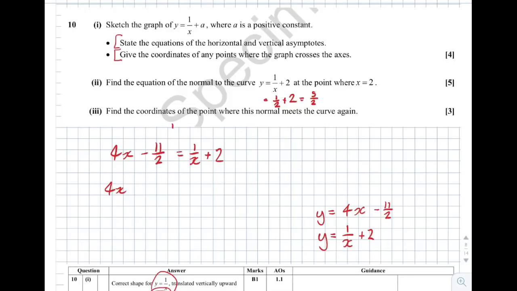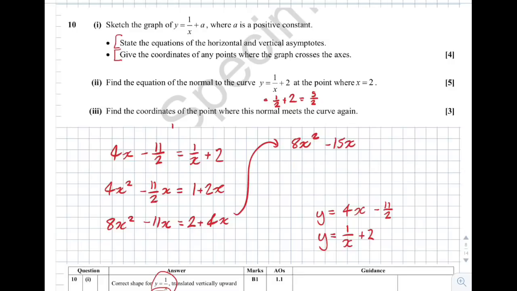So I've got 4x squared minus 11/2 x equals 1 plus 2x. Now, because I don't like that fraction, I'm going to times everything by 2 to get rid of it. And it looks like we've got another quadratic. So let's get everything over to the left-hand side. So we'll have 8x squared minus 15x minus 2 equals 0.